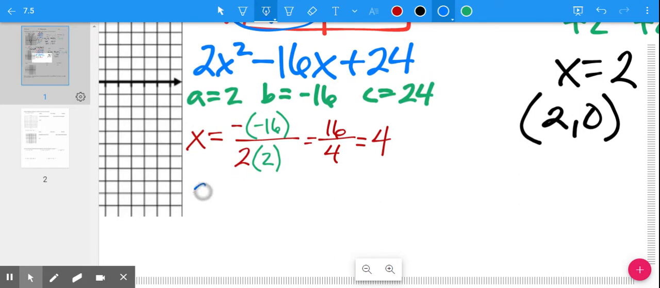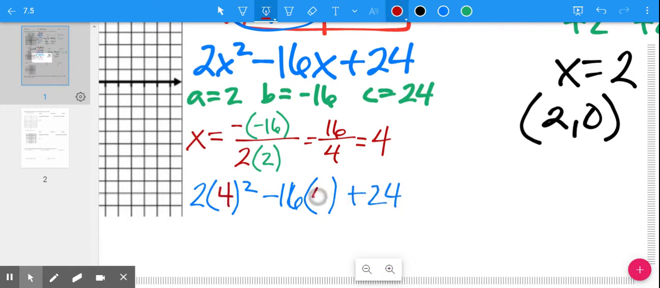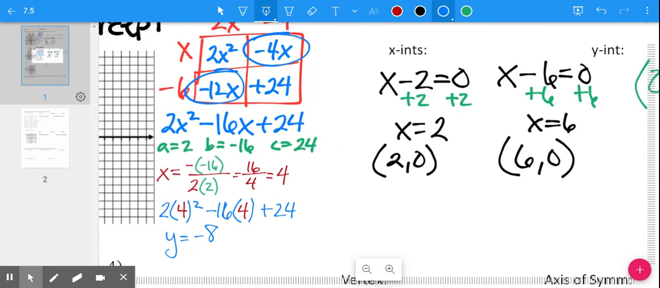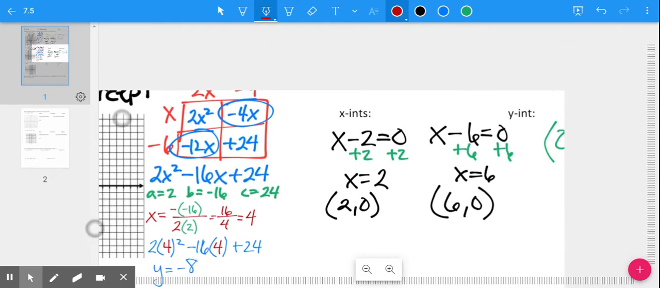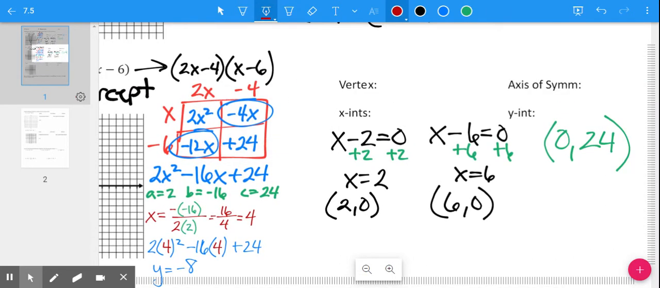So we have 2x squared minus 16x plus 24. Our x value we just found is 4. So when we plug this back in, we get y equals negative 8. So our vertex is at 4, negative 8. The axis of symmetry cuts through the x value of your vertex, so it is x equals 4.